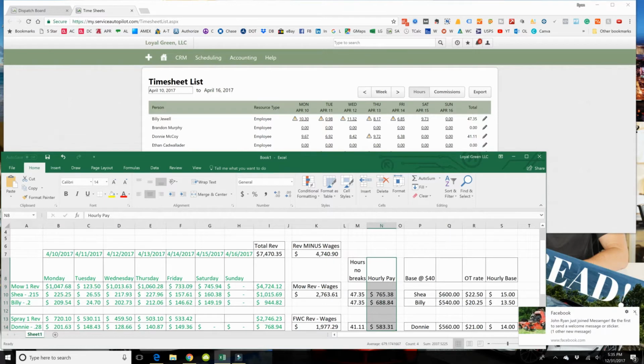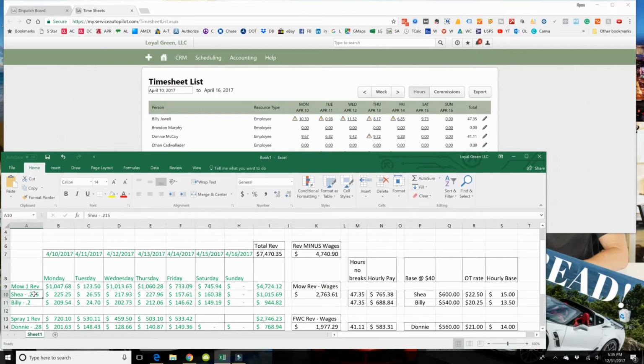So basically, I have the employee name, and then this number right here, this decimal, is their percentage. Shay was making 21.5% of the revenue his crew did at the beginning of the year. Billy is making 0.2. Both these guys are crew leaders now, and that's why their pay is so similar.